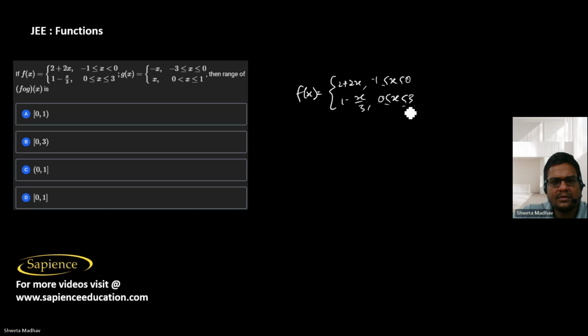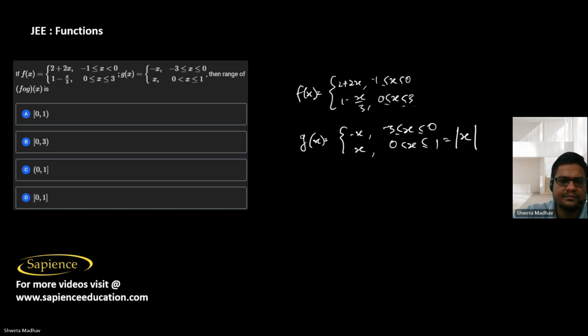So here it is told that f of x equals 2 plus 2x when x is from -1 to 0, and it is 1 minus x by 3 when x is from 0 to 3. And g of x is equal to minus x when x is from -3 to 0, and it is x when x is from 0 to 1. So simply I can say g of x is nothing but mod x, the absolute value of x. So now we have to find f of g of x.